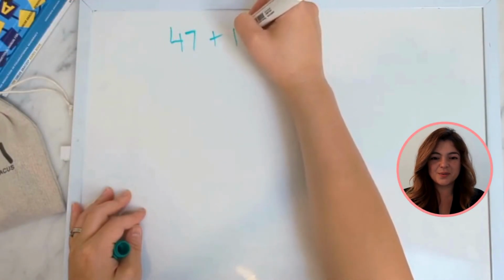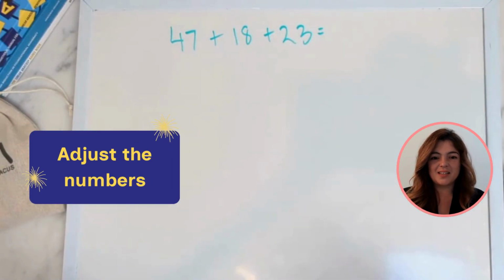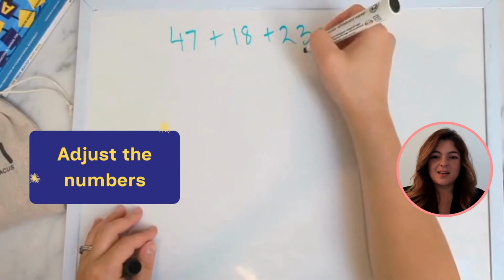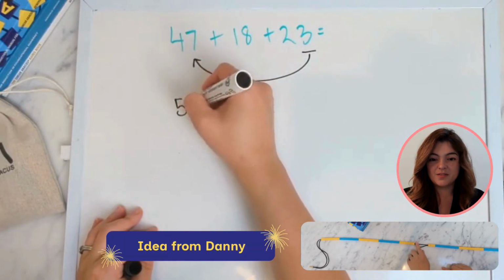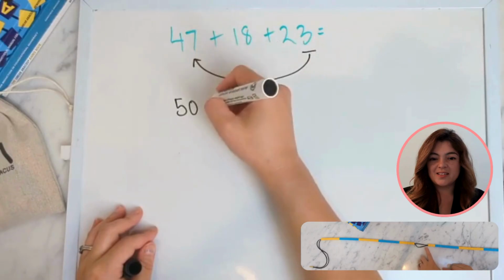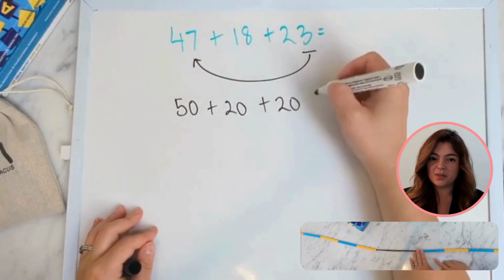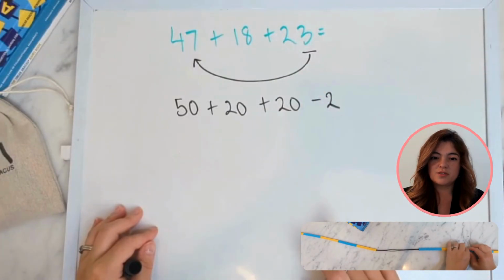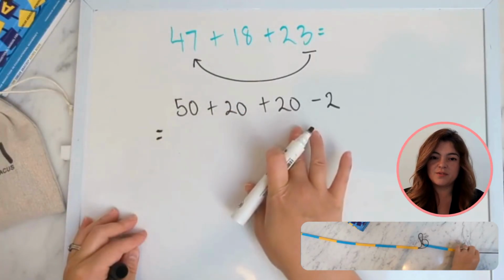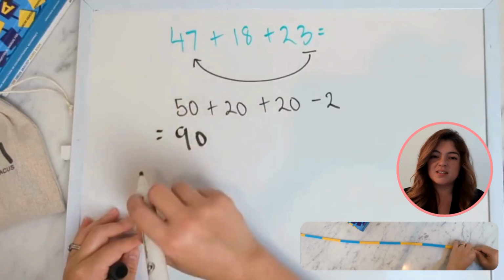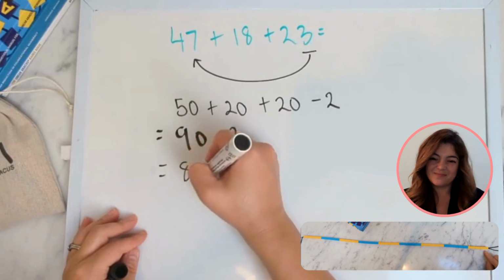Okay, so we have 47 plus 18 plus 23. Now this solution came from Danny, and he thought very creatively about this. He thought, what if we took the 3 from 23 and gave it to 47 to make 50? Then we'll change 18 to 20, and we'll add the remaining 20 because remember we took the 3 here. And finally we subtract 2. The reason we subtract 2 is we turned 18 to 20 by adding 2. So now we have 50, 20, 20, and I know that's 90, and I subtract 2, which becomes 88.